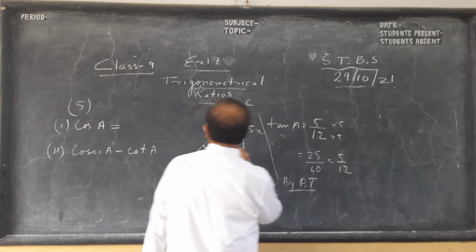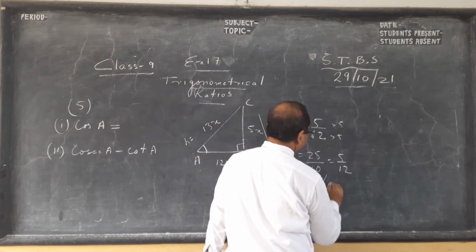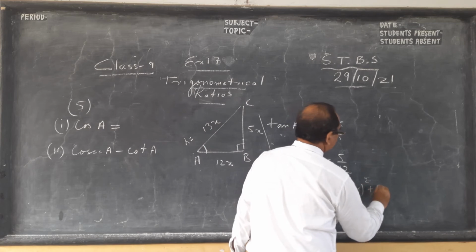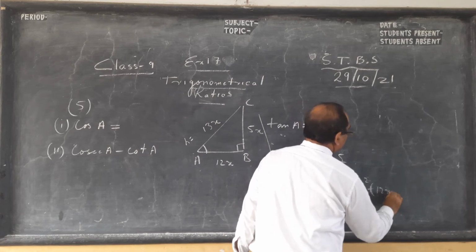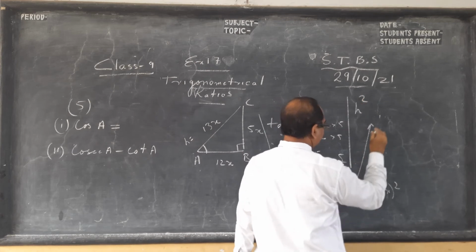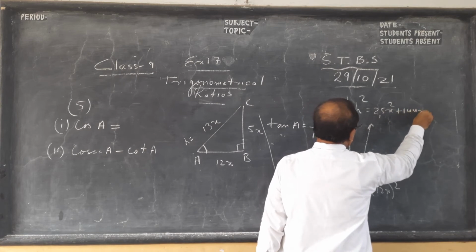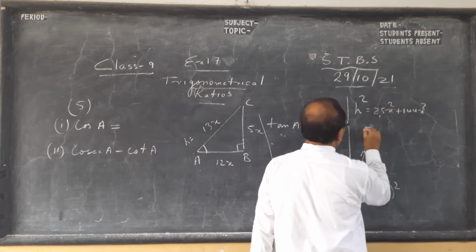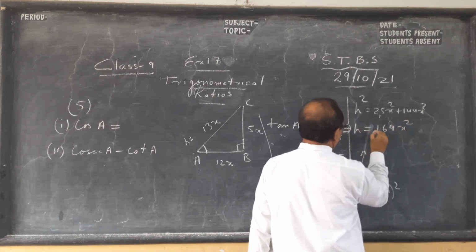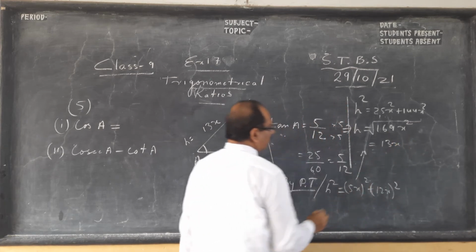So hypotenuse square, let it be h, must show the working boys. h square is (5x) square plus (12x) square. So here we get h square as 25x square plus 144x square. This is 169x square, h you will get root, put the implies sign. So this is 13x. 169 is 13, x square is x.